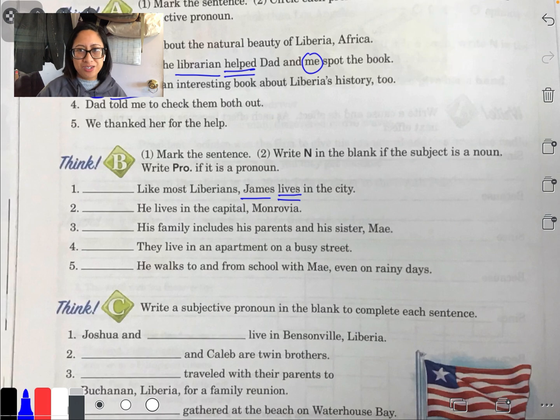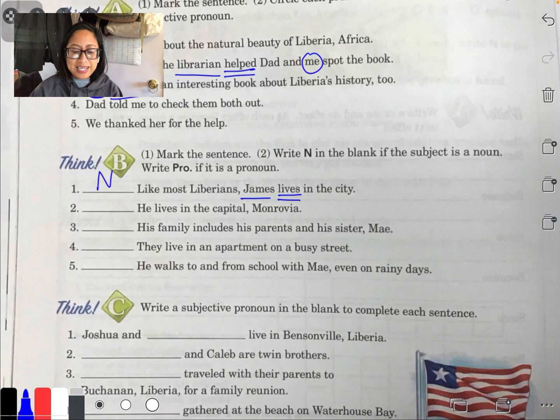Remember, a pronoun are these words. I, you, she, he, it, we, they. Me, you, him, her, it, us, them. My, mine, your, yours, his, her, hers. Its, our, their, and theirs. Did you hear James in that list of pronouns? No, you didn't. So James is not a pronoun. He is a noun. So I'm going to put N in the blank.